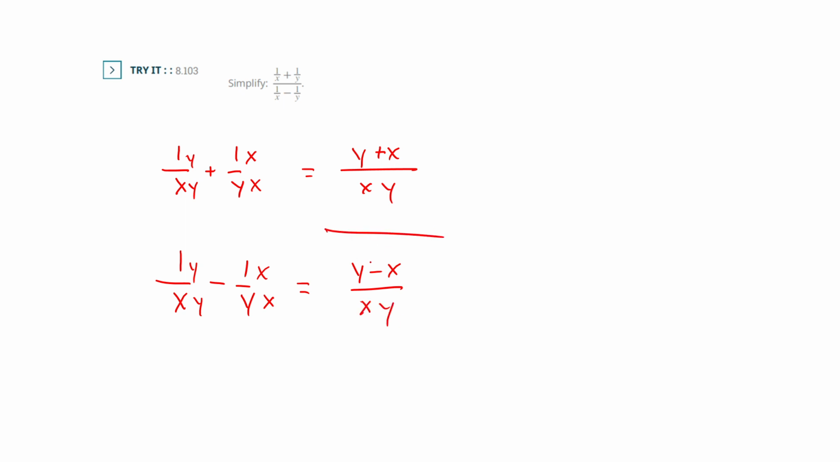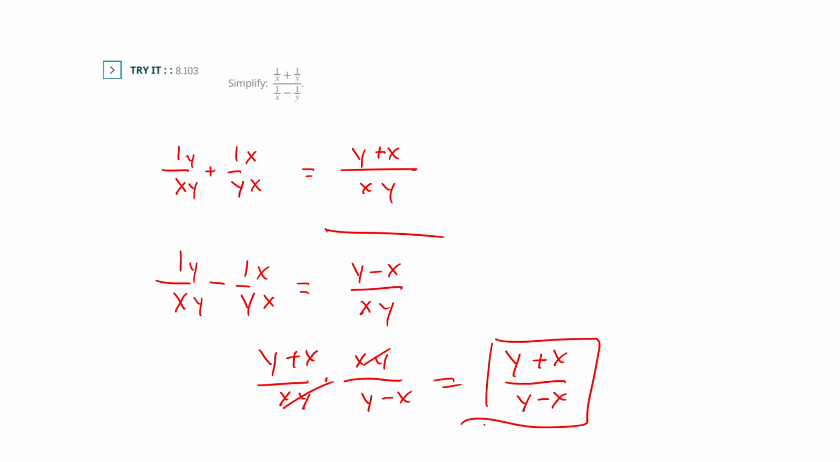All right, we did 2 problems just to get to the third one, which is keep, change, flip. I'm going to turn it to multiplication, flip this upside down. Cancel, cancel. I get y plus x over y minus x. And I'm there.